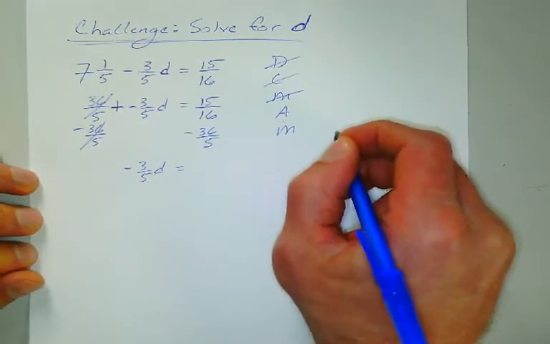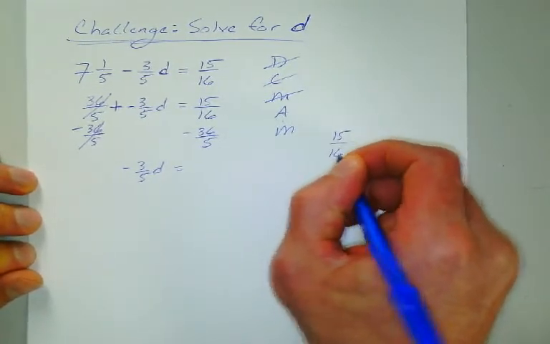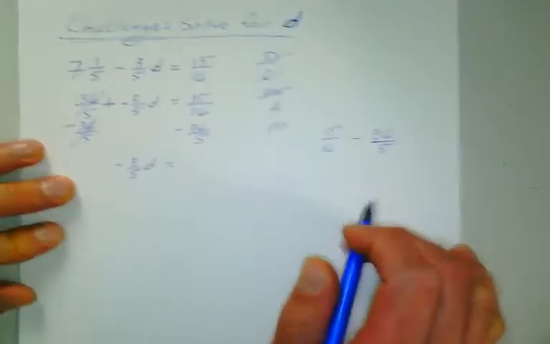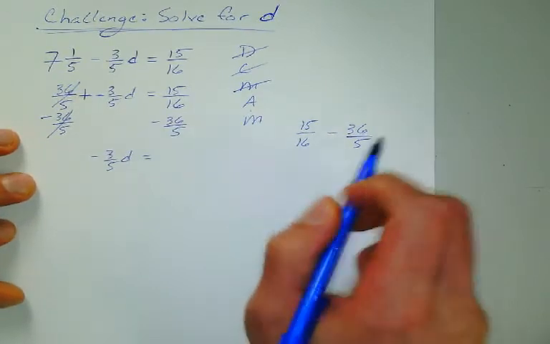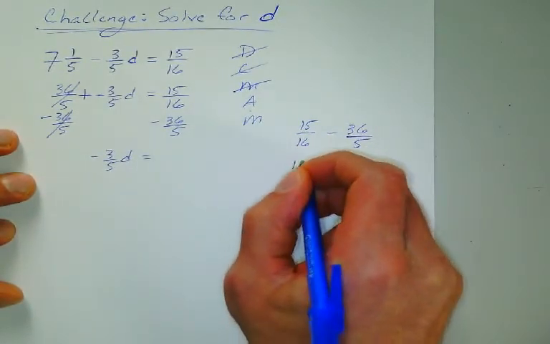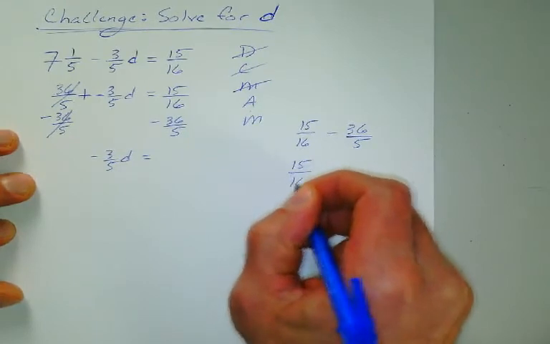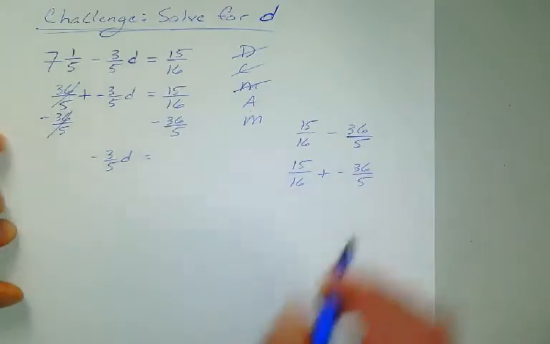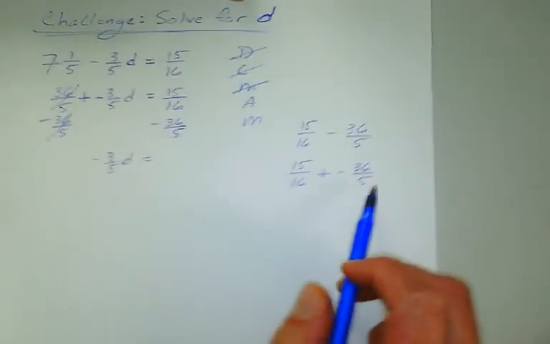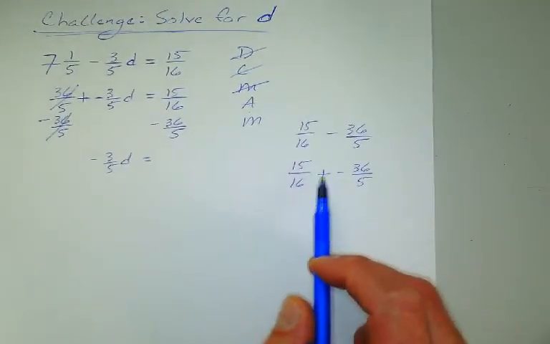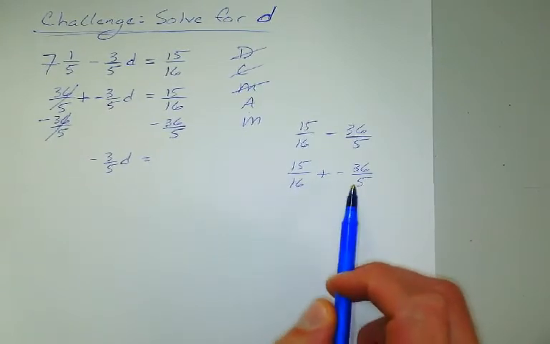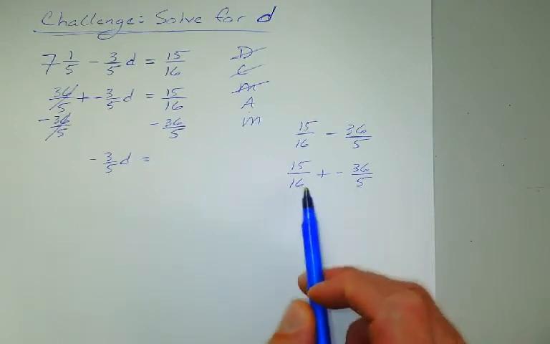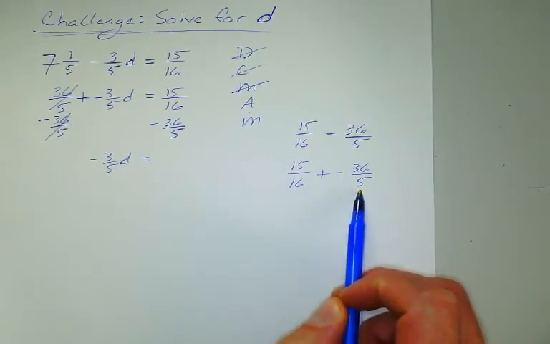So we've got 15/16 minus 36/5. All right. I'm going to change this minus sign to adding a negative so we could use our adding rules. 15/16 plus negative 36/5. Now, we can't add fractions unless they have a common denominator. Now, 16 and 5, the least common multiple between the two is actually 16 times 5, which is 80.